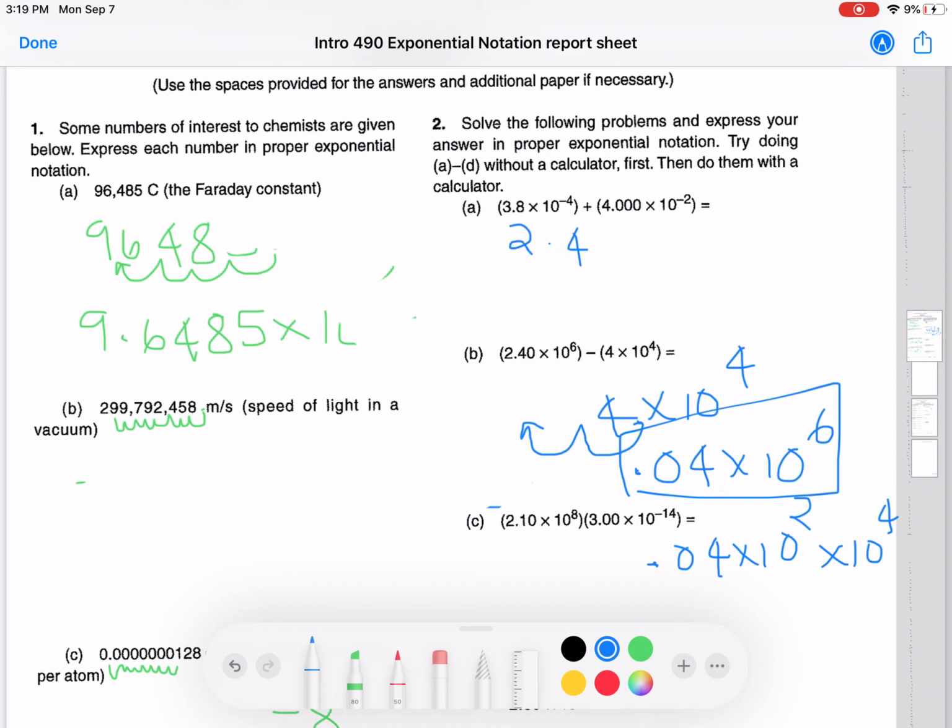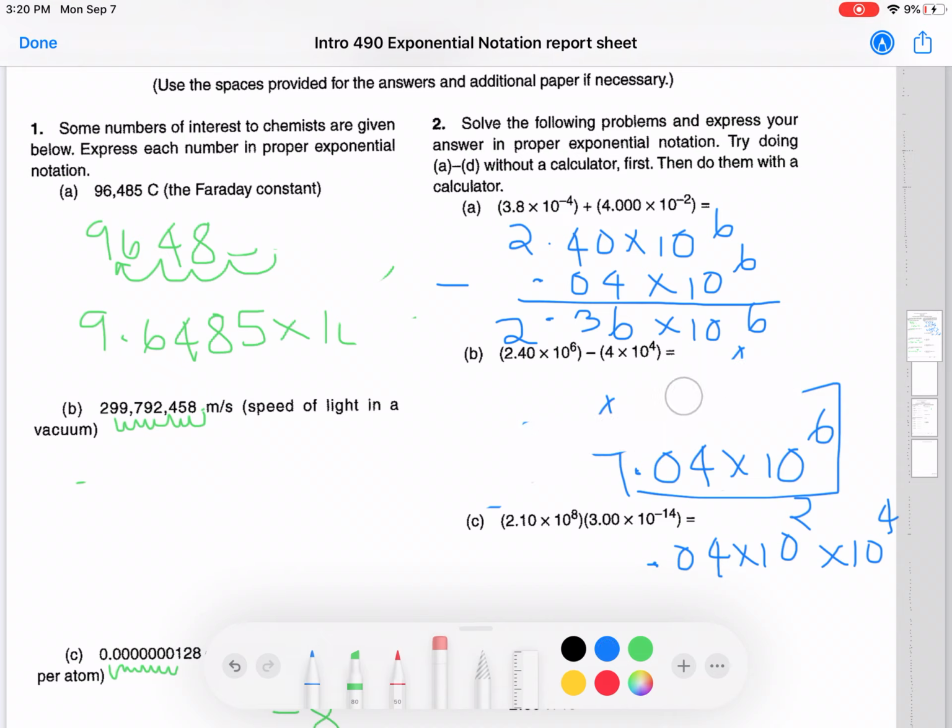So now we have two terms. One is 2.40 into 10 to the 6, subtract 0.04 into 10 to the power 6. Same exponent, so at the end you will have the same exponent, and 2.40 minus 0.04, so 40 minus 4, that would be 36. So the answer is 2.36 into 10 to the 6. We didn't even use a calculator, so that's how you perform that calculation.